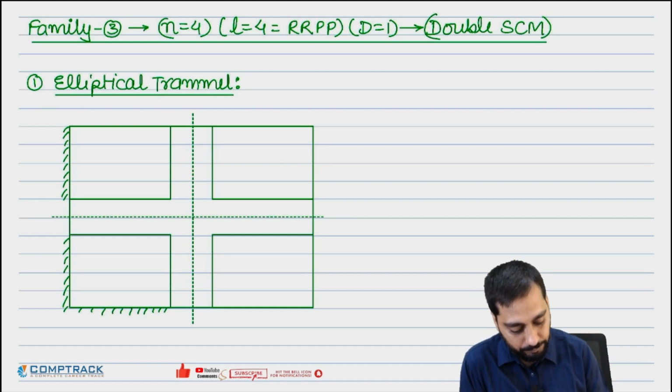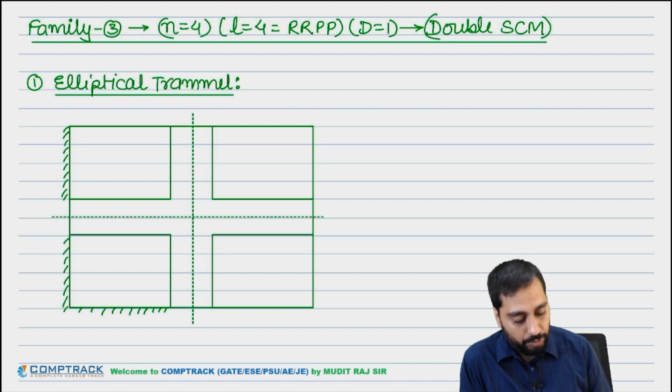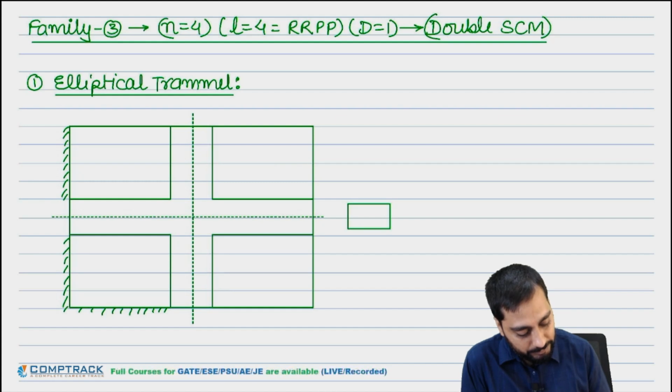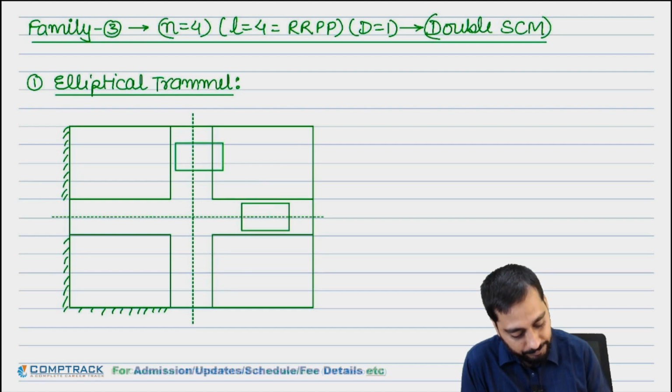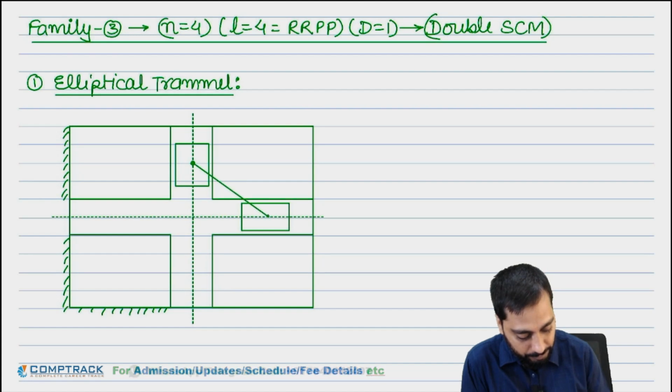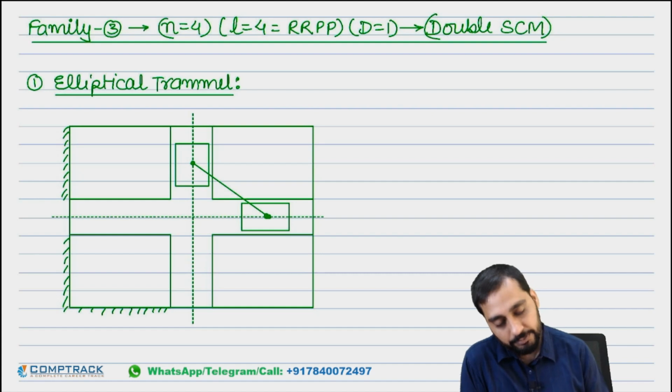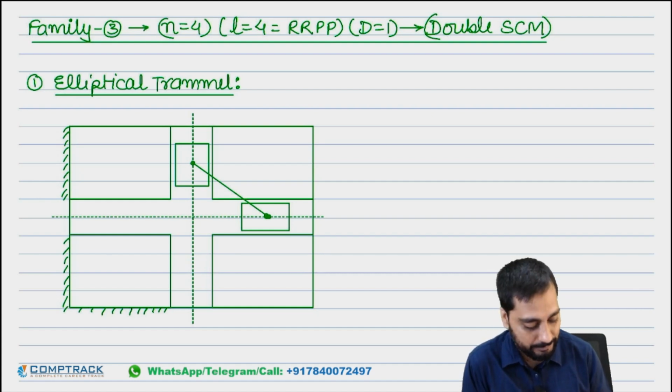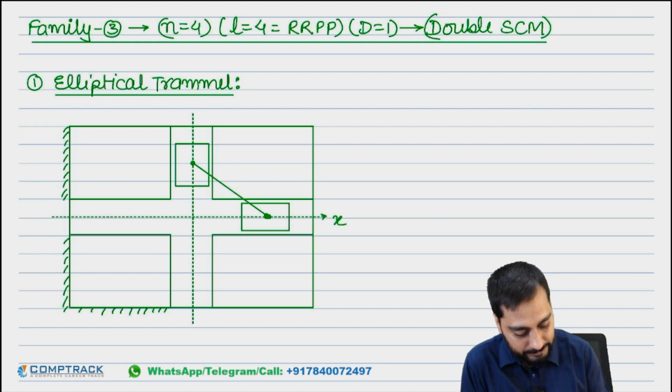Okay, now here two sliders will be there, like two pistons. Let's say this is the first piston and this is the second piston. Two sliders are there and these sliders will be attached by a bar like this. Here this is, let's say, the x axis, this is, let's say, the y axis, and this is the origin O.